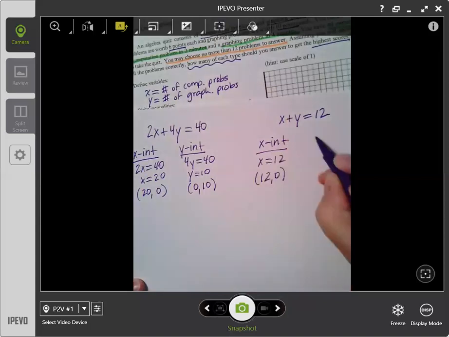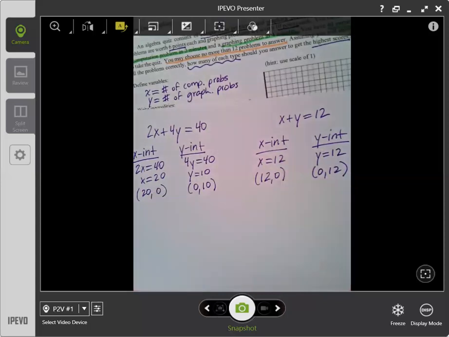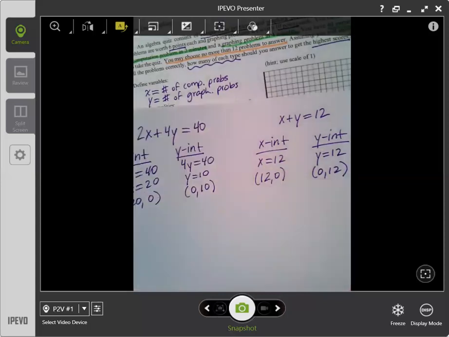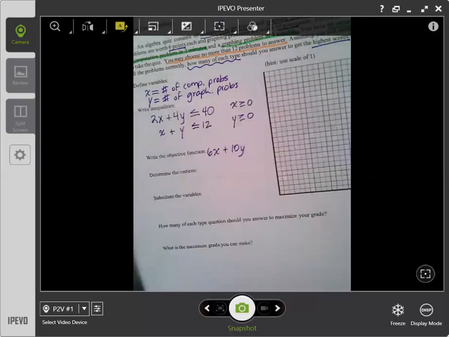And when I plug in a 0 for x, same thing happens. Y is 12. So this point is on my graph. Okay, so one line goes between these 2 points, one line goes between these 2 points. And for each of those I have to decide what to shade after I draw the line. So the points are (20, 0), (12, 0), (0, 10), and (0, 12). So let's see what I want to do here.